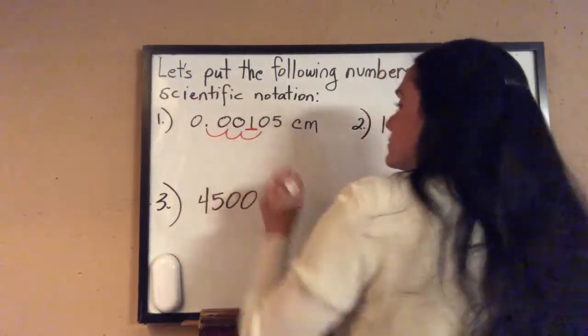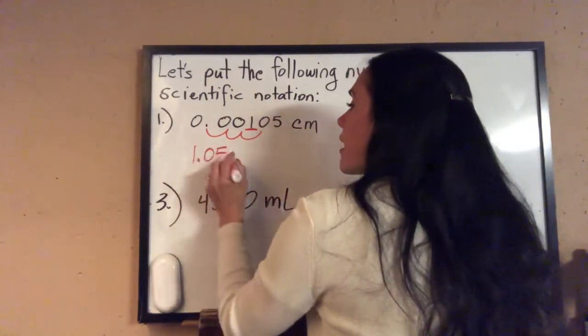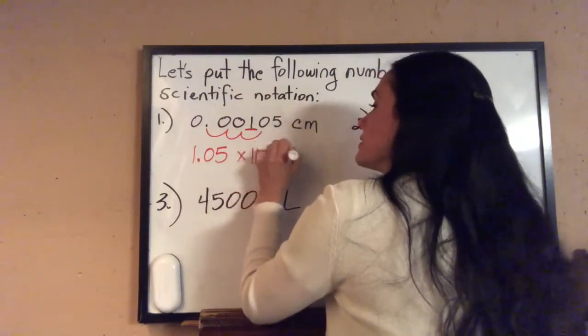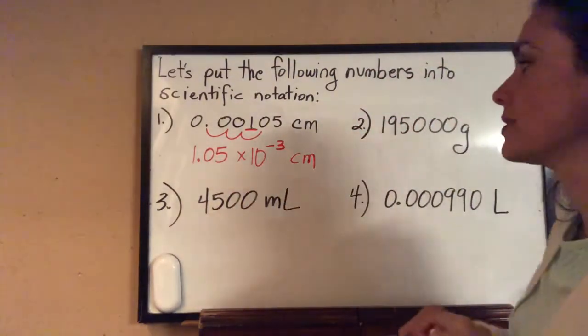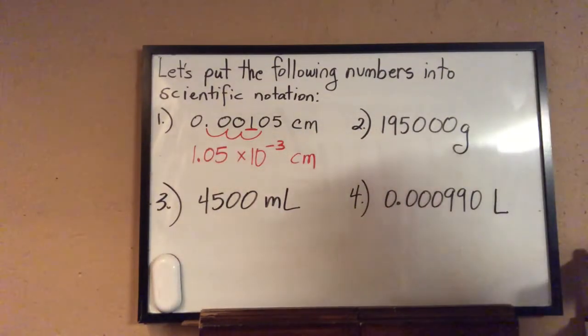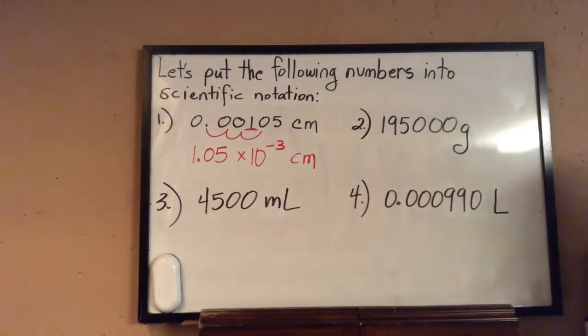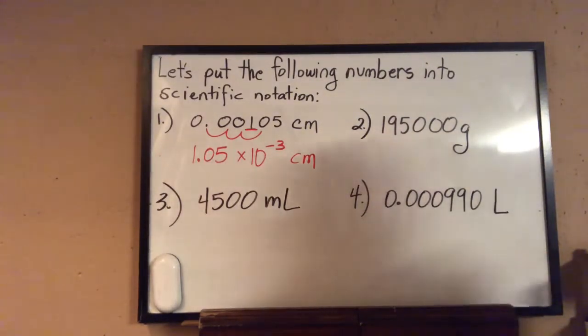1, 2, 3 spaces. 1.05 times 10 to the negative third centimeters. I gave you numbers with units as measurements to prepare for the next chapter. We're going to be learning about metric units in chapter 2. Let's say these are numbers that are associated with certain measurements.